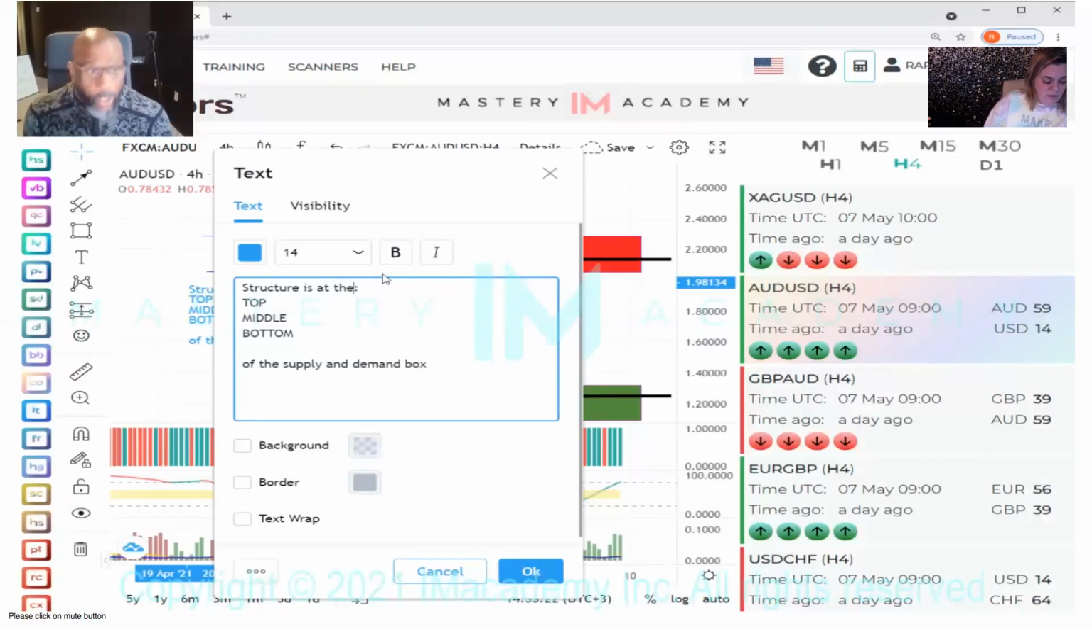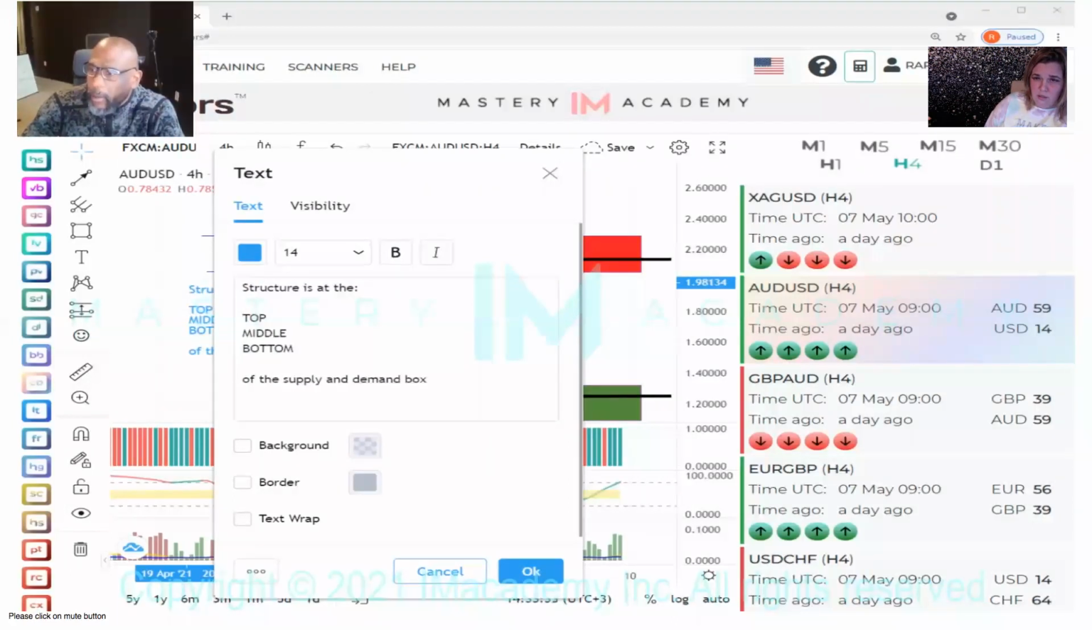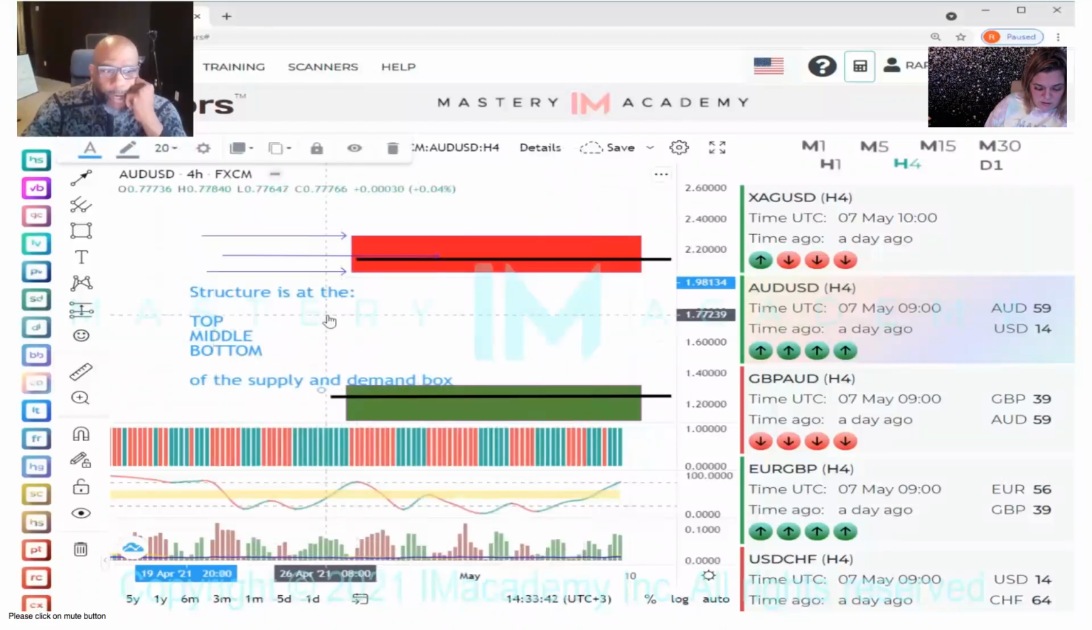Do you get that? Structures at the top, the bottom, and the middle of the supply demand box. Write it down. Don't act like you know this. Stop acting like you know. Where's the structure?